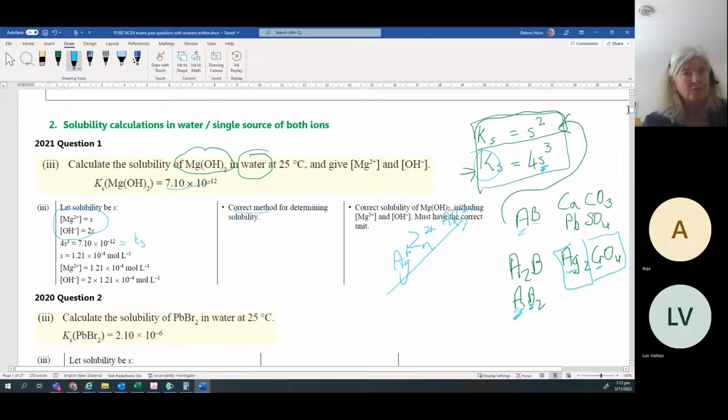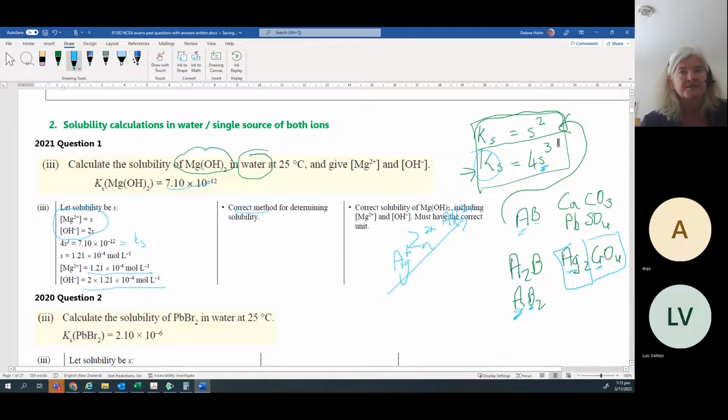Okay, so that's, as I say, normally an achieved level. This is bumped up to merit level because, of course, when the magnesium hydroxide does dissolve that tiny, tiny little bit, remember you get twice the amount of hydroxide. So if the solubility of magnesium is S equal to that, then the solubility of hydroxide will be twice that amount. In the assessment schedule, they've just said 2 times 1.2 times 10 to the minus 4. Otherwise, you would have an answer of 2.42 times 10 to the minus 4 moles per liter.